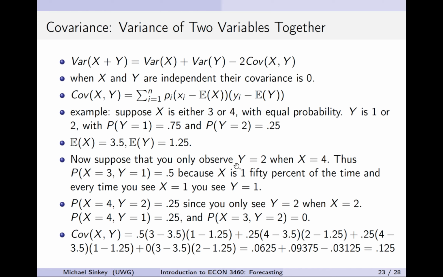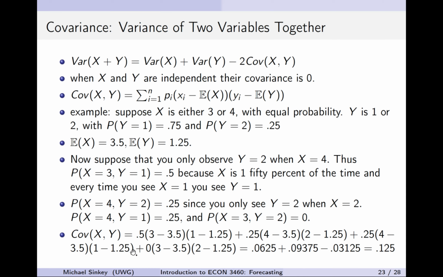When I only observe y equal 2 when x equal 4, the probability of x equal 4, y equal 2 is 0.25. So every single time y equals 2, x equals 4, and this whole 0.25 is associated here. The remainder of x equal 4 is associated with y equal 1. So I split the 50% into 0.25 for y equal 2, 0.25 for y equal 1, and then 0.5 for y equal 1, x equal 3. And there's never an instance where I see x equal 3 and y equal 2.